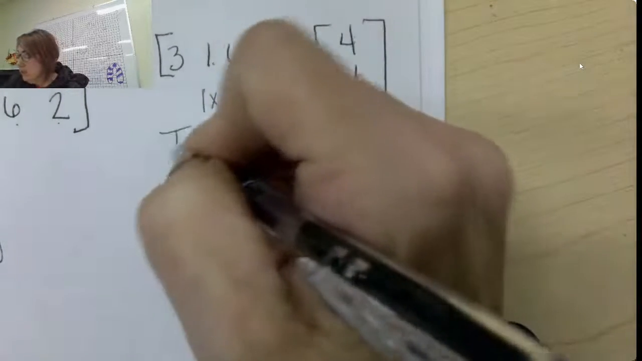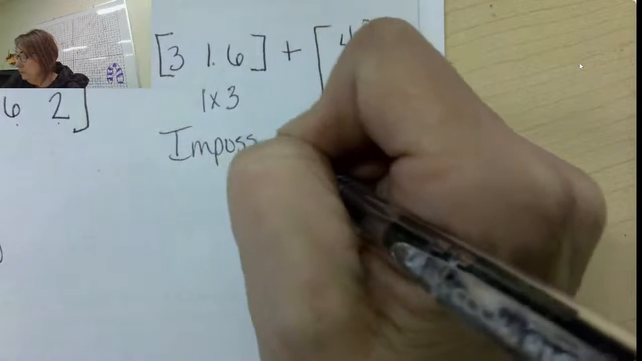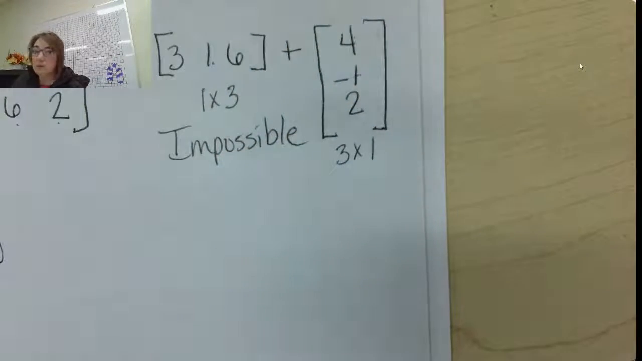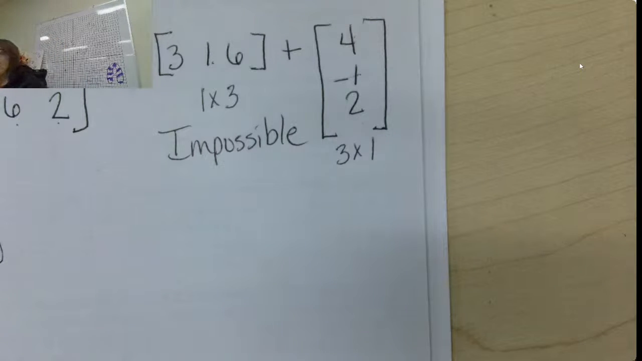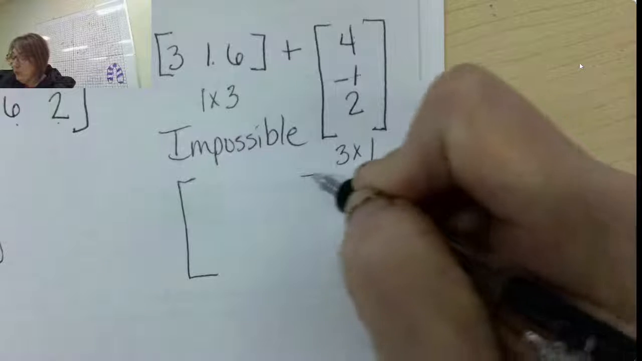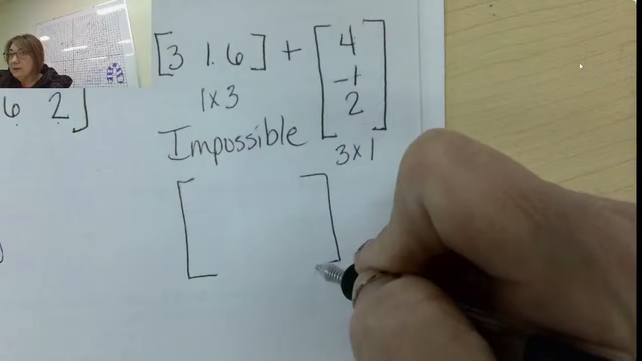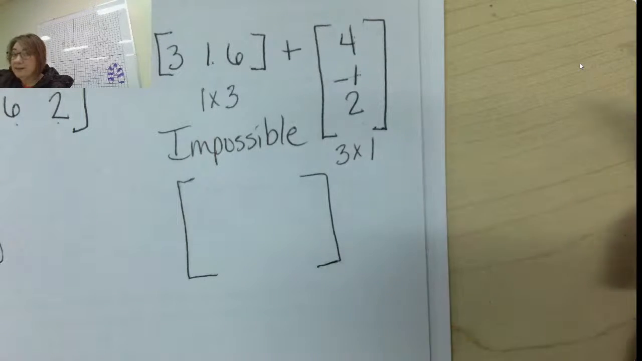So your answer would just be impossible. I mean, you could add the 3 and the 4 because they're both row 1, column 1, but then you can't do anything else. So you're just stuck. Technically, what you could do is write out this big old 3x3 thing. Or we can just leave it as impossible.